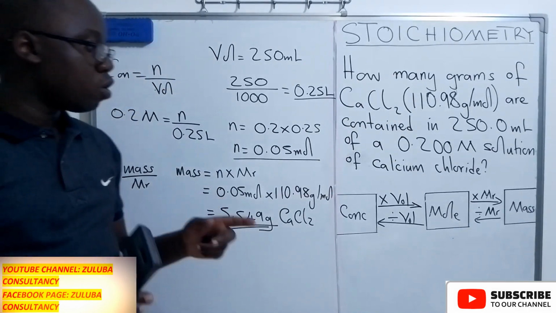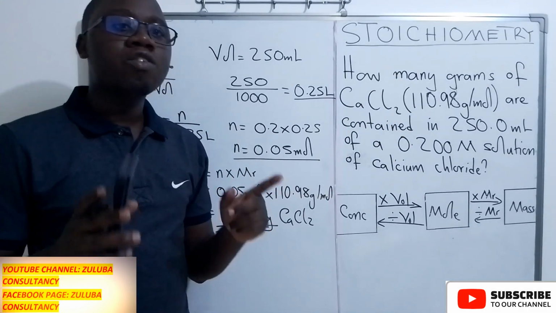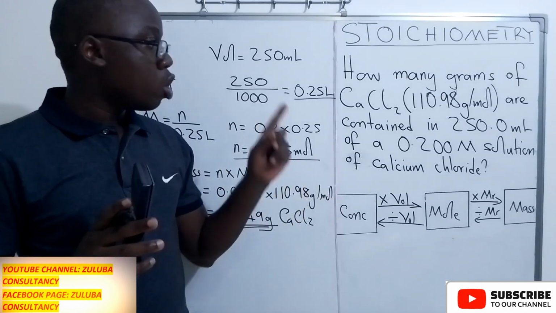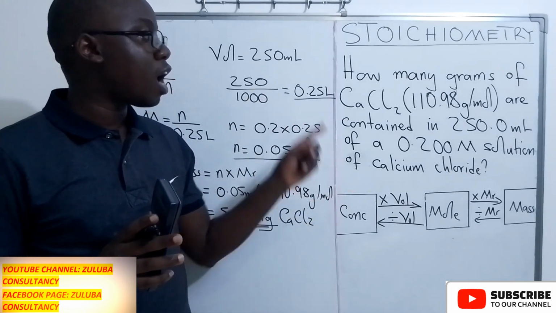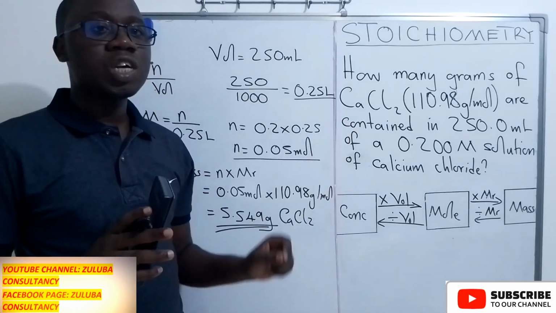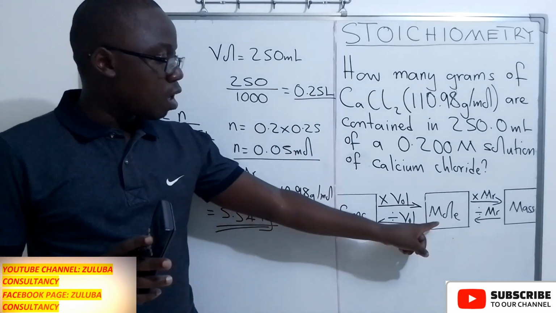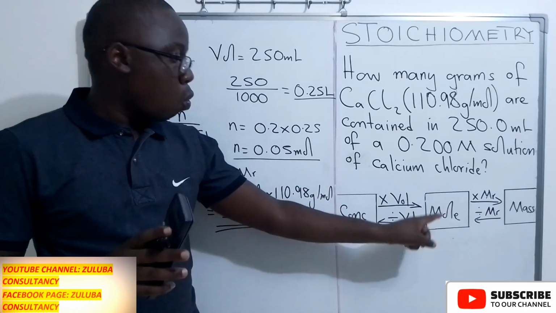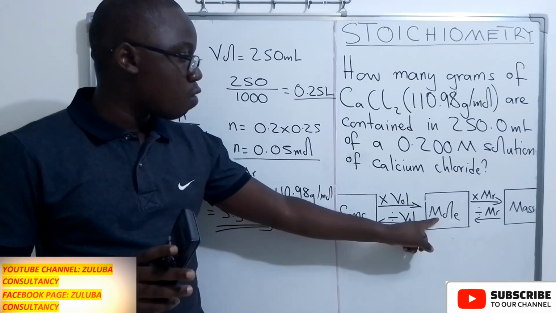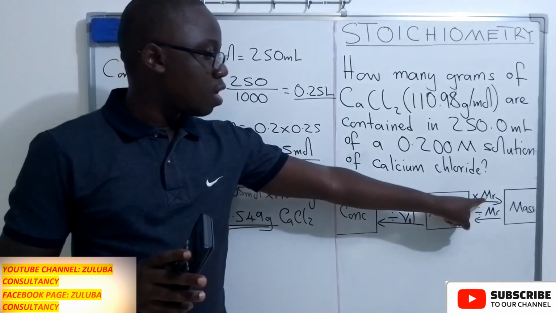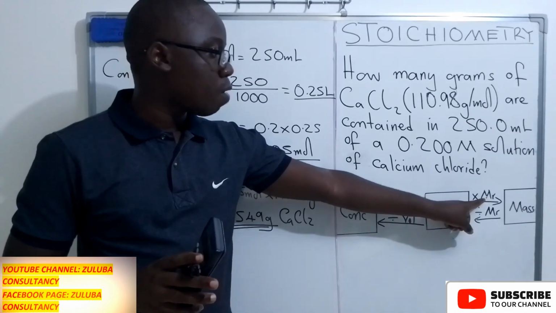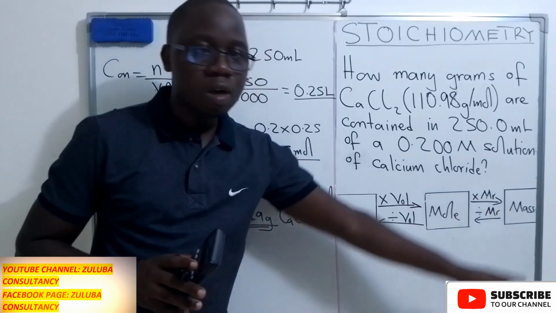So I hope you have followed. When you have been asked to calculate the mass, you have the concentration and the volume. The concentration and the volume should help you to find the number of moles. When you have the number of moles multiplied by the relative molecular mass, that should give you the mass.